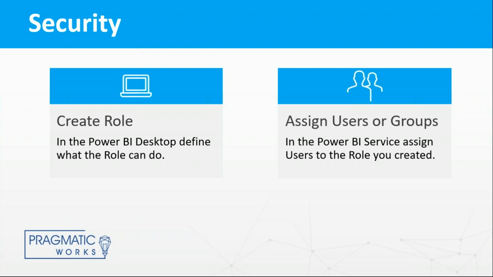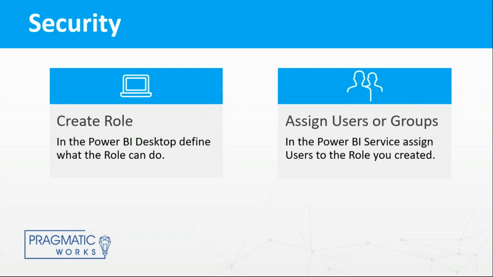Okay, so two steps. You have to go to the Power BI Desktop first. Then once you make your changes in the Power BI Desktop to create the role, you deploy to the service, and then from the Power BI service, you can assign either users or groups to that role that you created.